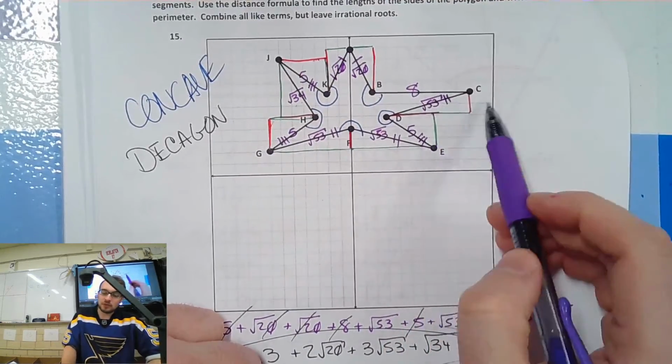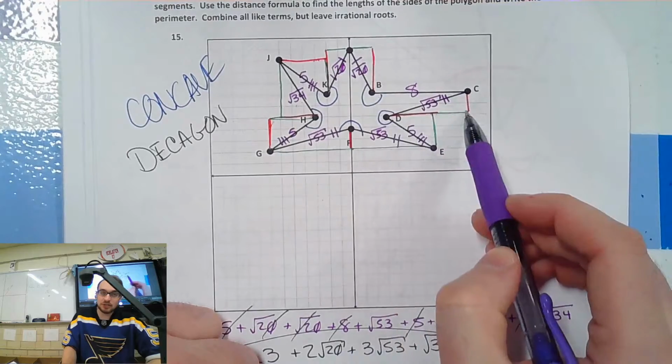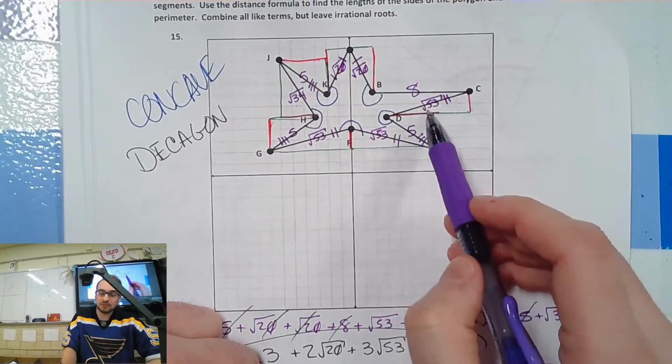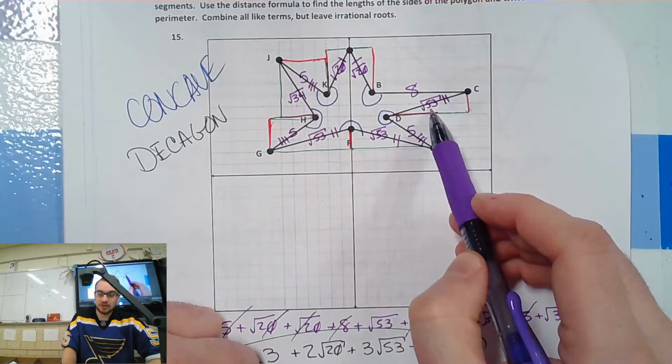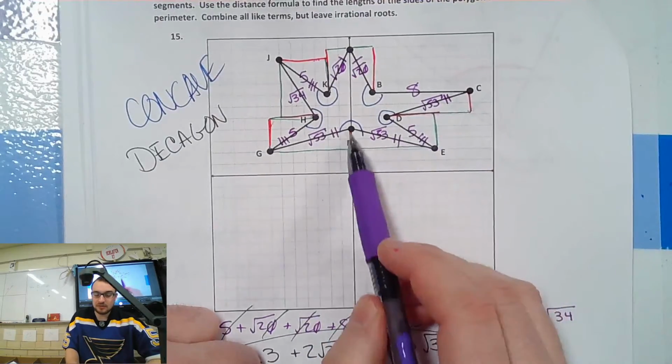Root 53 for this one because it's 2 squared and 7 squared. 7 squared is 49, 2 squared is 4, 49 and 4 makes 53. We root it. Root 53. These are all root 53s because they're 2 by 7s.